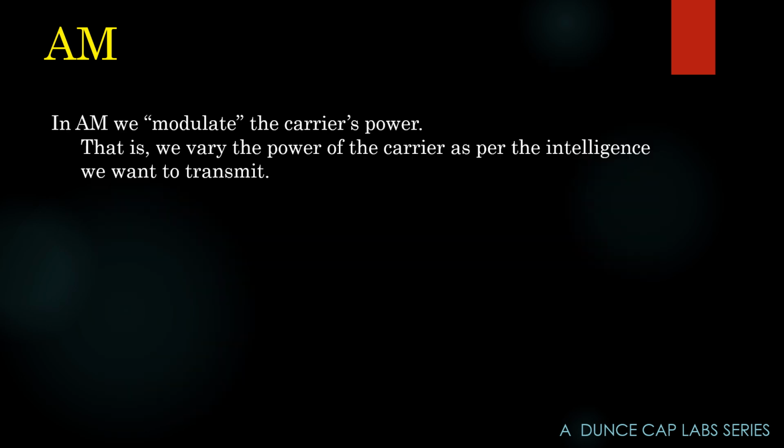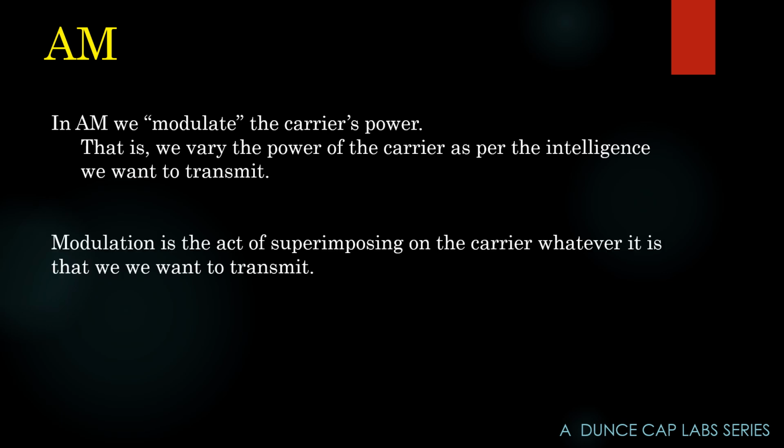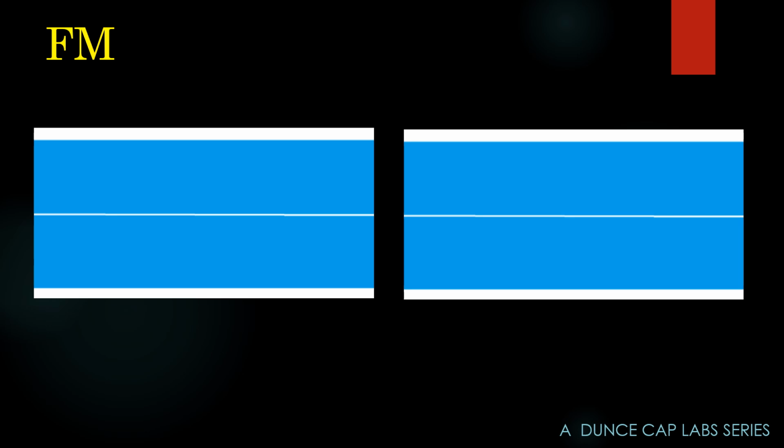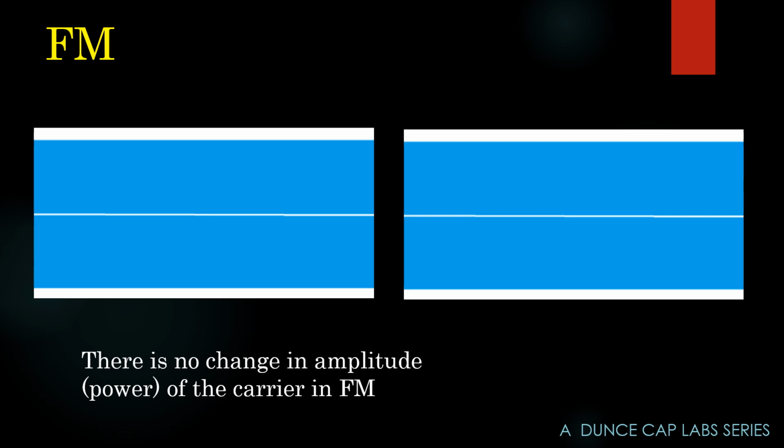So in AM, we say we modulate the carrier's power. That is, we vary the power of the carrier as per the intelligence or information we want to transmit. So modulation is the act of superimposing on the carrier whatever it is that we want to transmit. With FM, we start with the very same carrier. Once we modulate it, say with a complex human voice or a test tone, well, we kind of get the same thing. The reason I'm showing you this is I want you to remember there's no amplitude or power change of the carrier in FM. There's a frequency change, which is very hard to show on this scale.